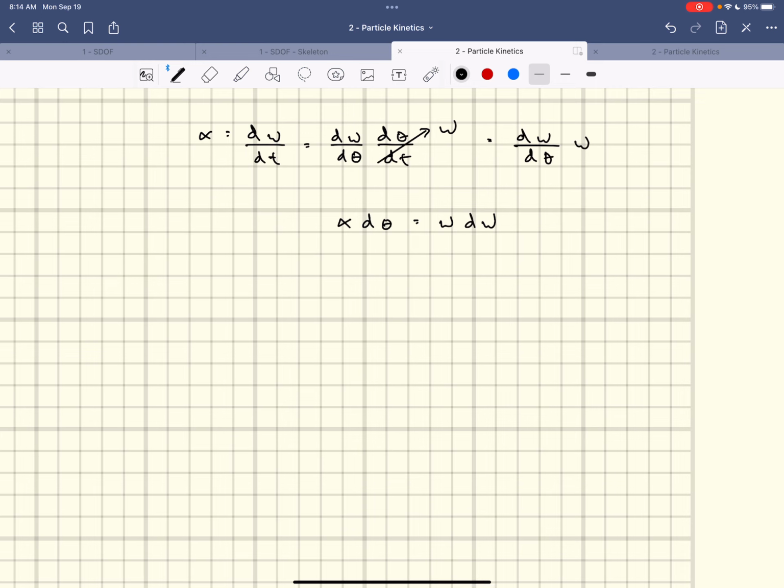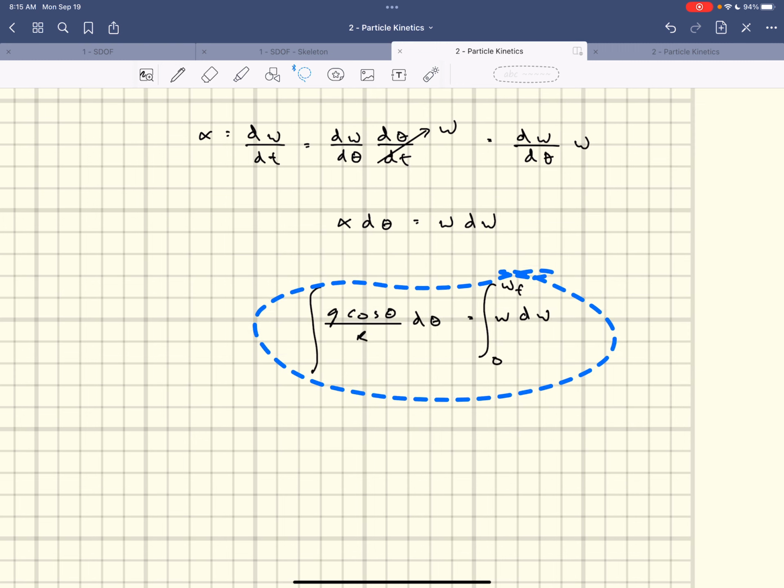All right, and we can substitute in alpha right there. So this is just g times cosine theta over r, d theta, is equal to omega d omega. And integrate this, and integrate this. This is going from 0 to our omega final. That's the bounds on that one. On the right-hand side, the bounds are going from 0 to omega.